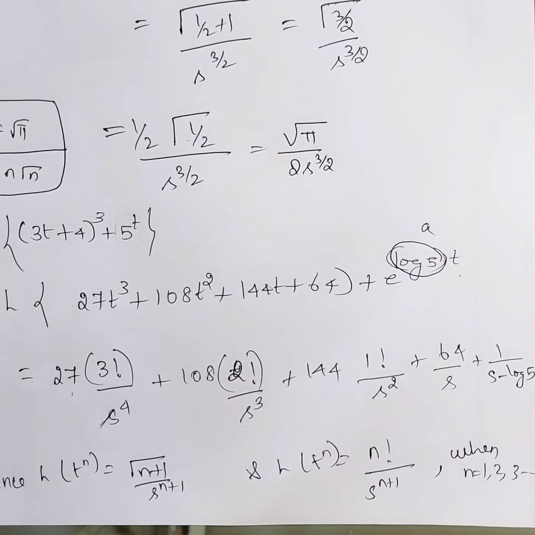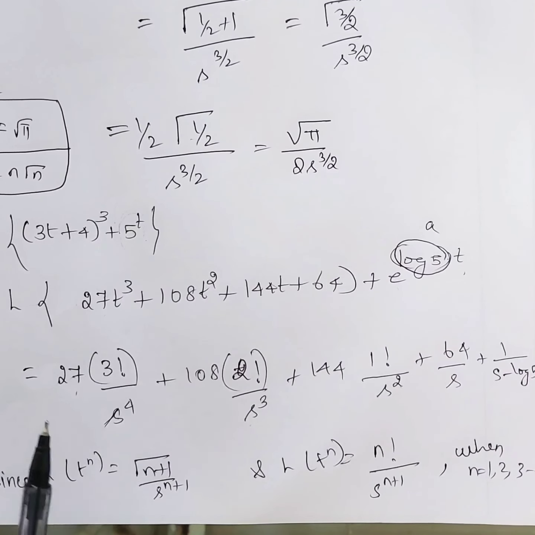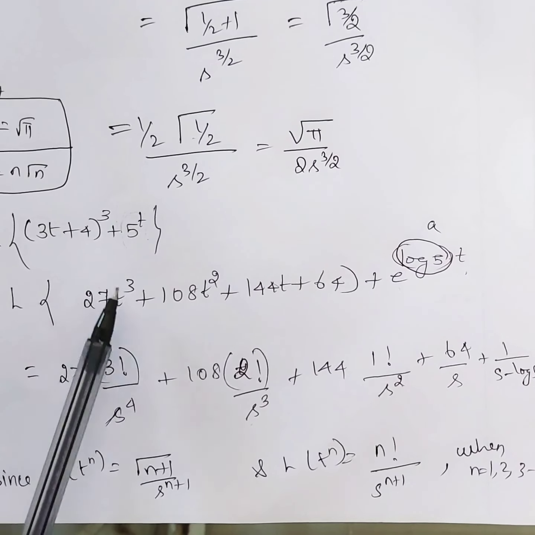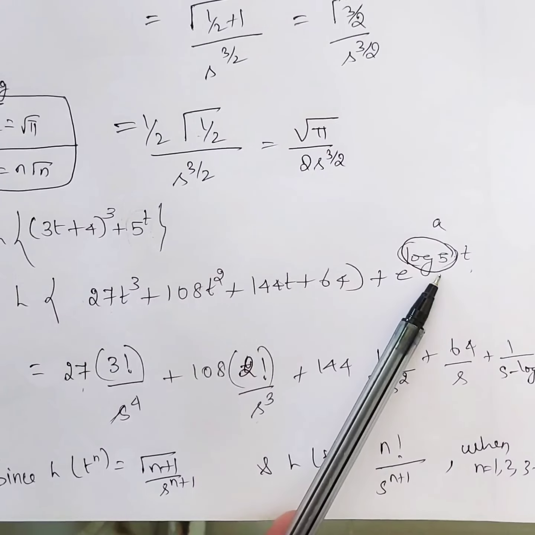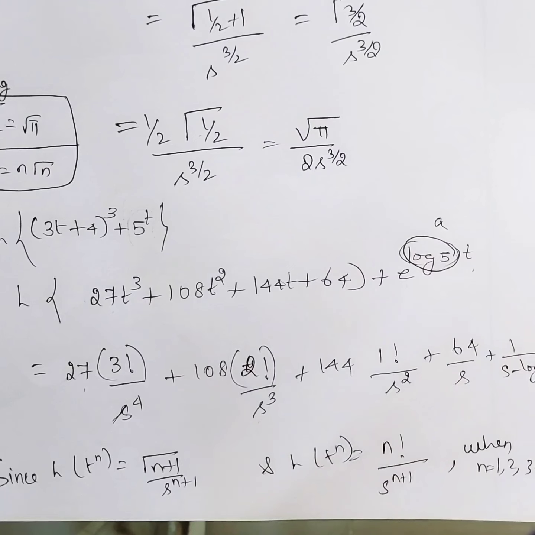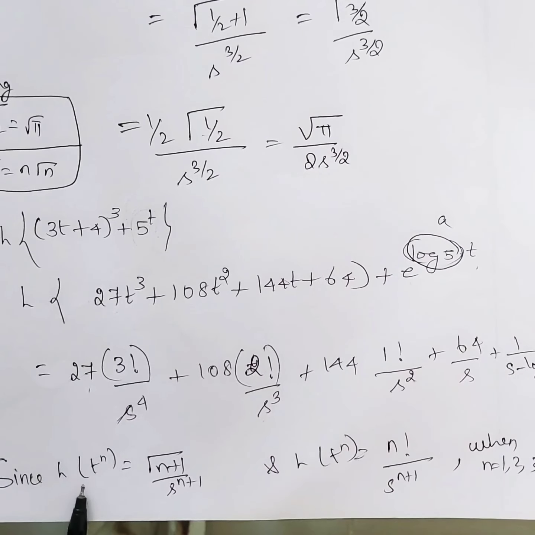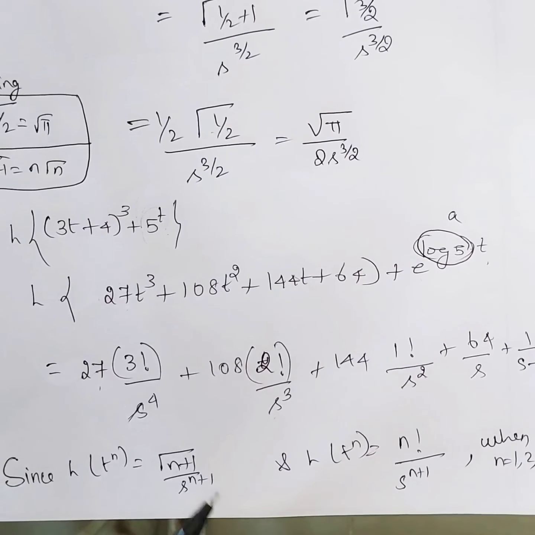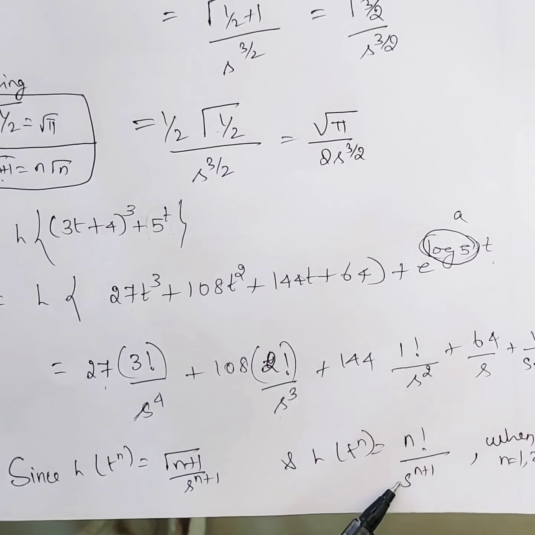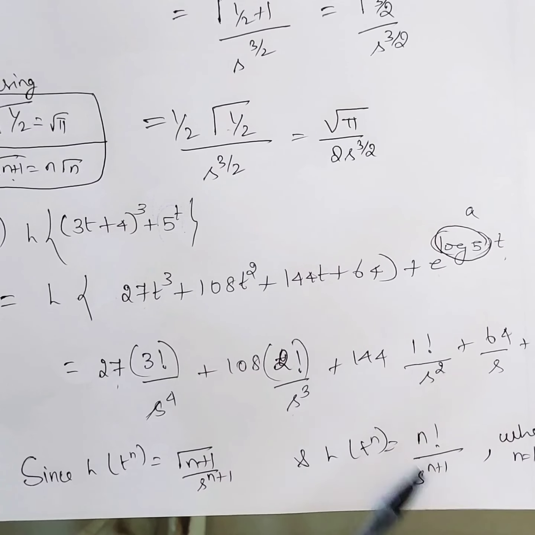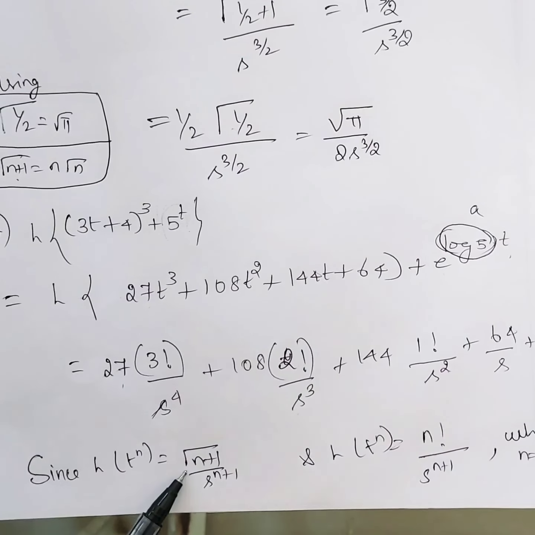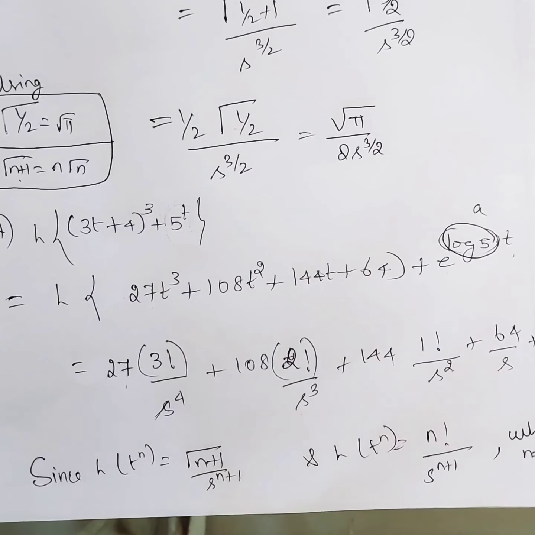So study the formulas and try to bring it down to the formula format if it is not there. For example, this 5 power t, I brought it to e power at formula format. And before applying Laplace of t power n, check if n is 1, 2, 3, then you can apply n factorial by s power n plus 1. If not, then we will be using gamma of n plus 1 by s power n plus 1.